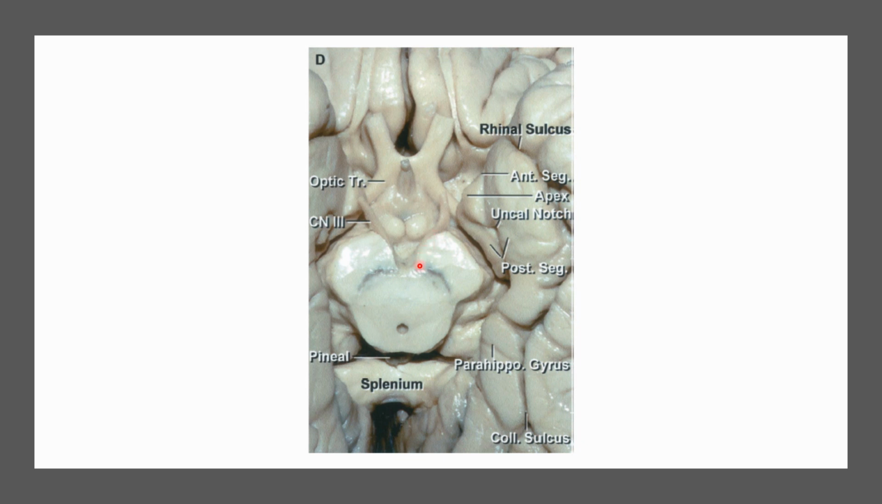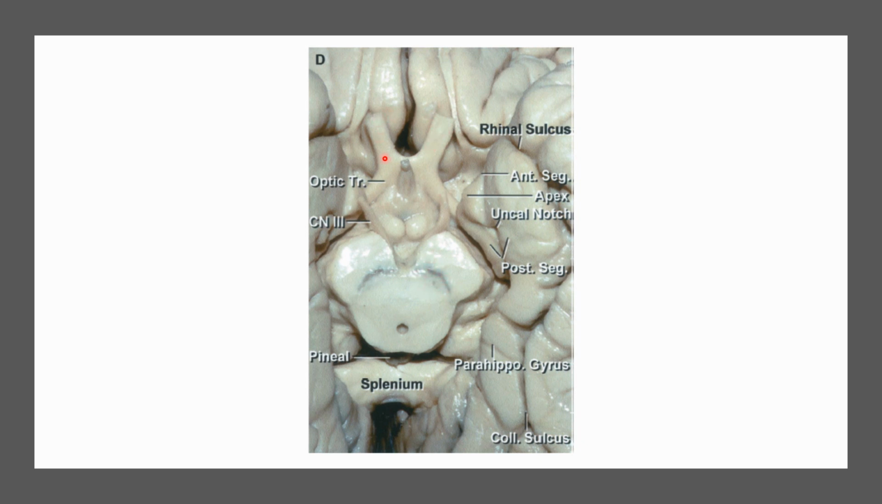Then it will compress this part of the midbrain, which is the crus cerebri, and the crus cerebri has the corticospinal tract. Because this is above the pyramidal decussation, it will result in contralateral hemiparesis. The dark area here is the substantia nigra, and you may recall that this is part of the pathophysiology of Parkinson disease.